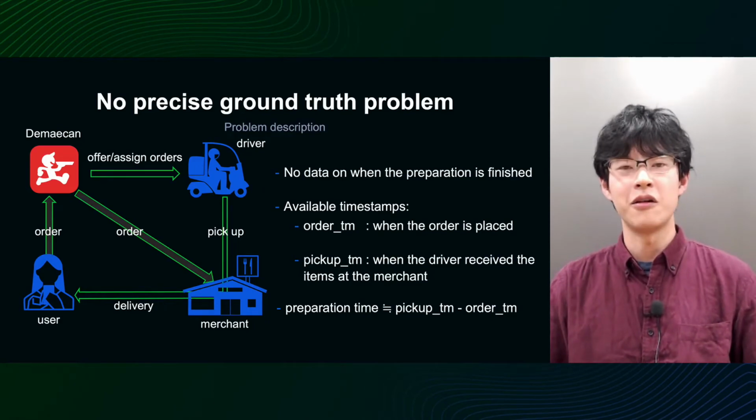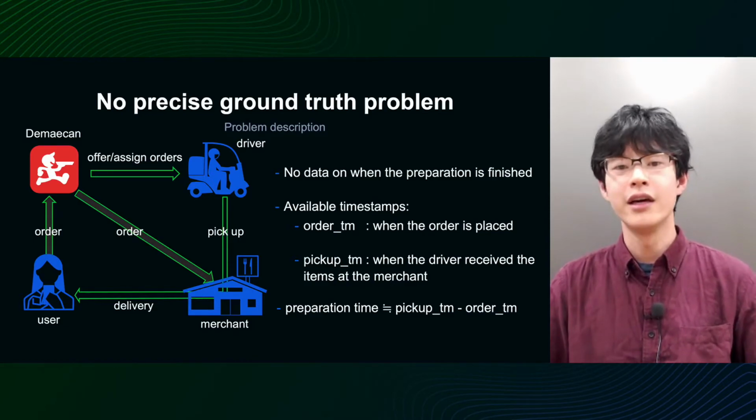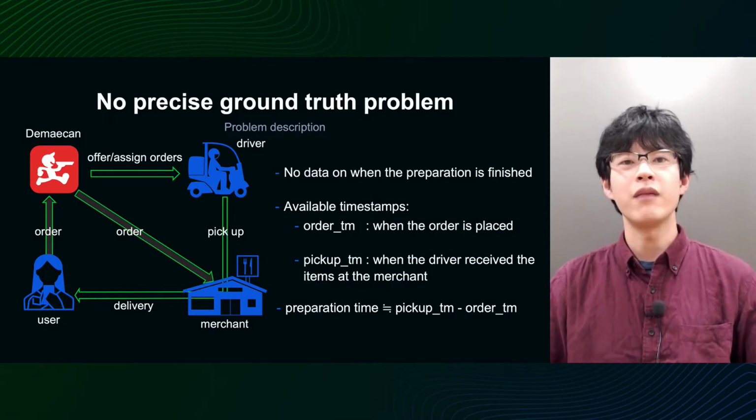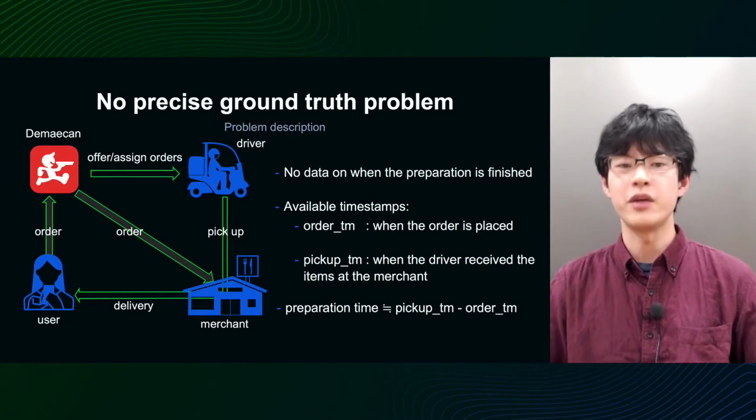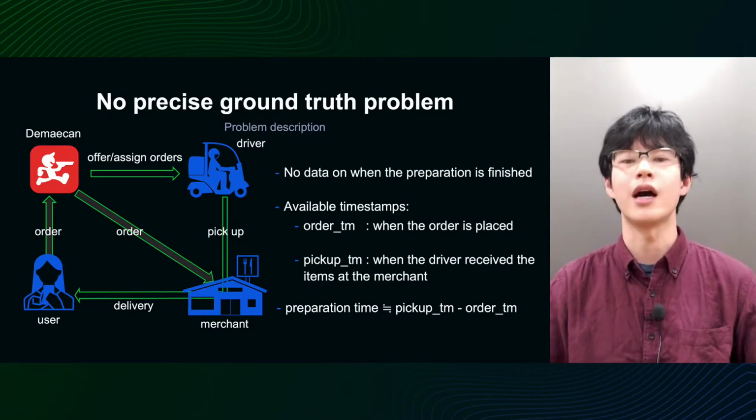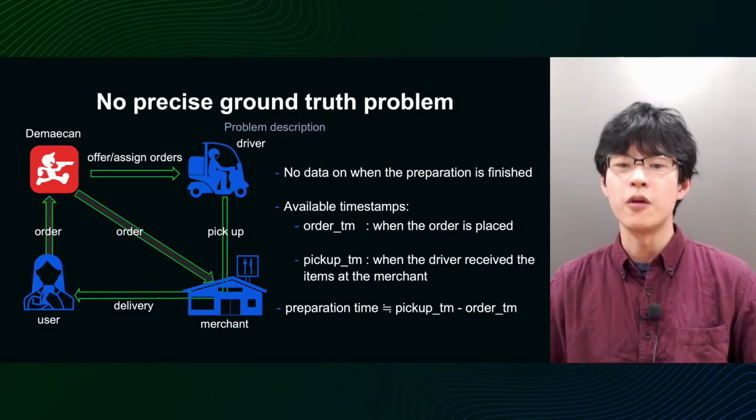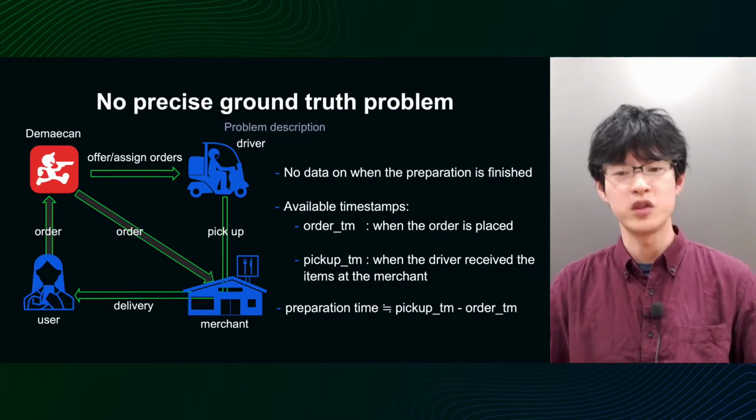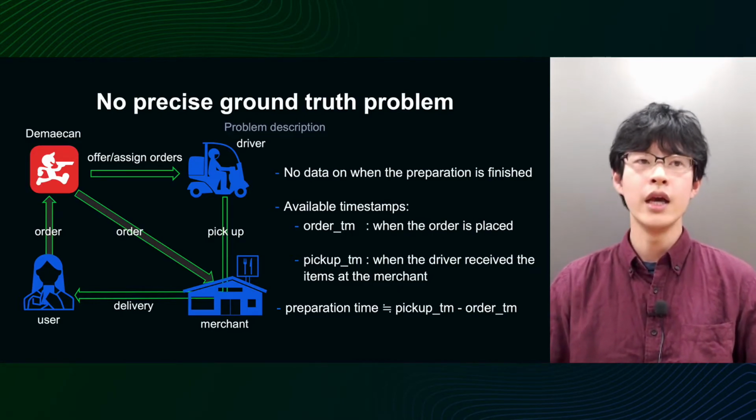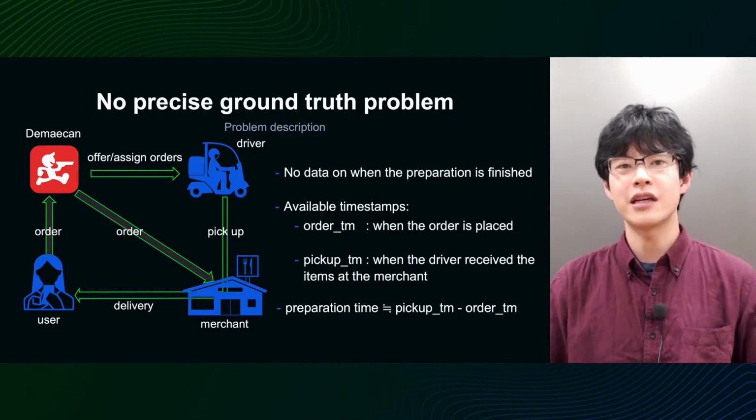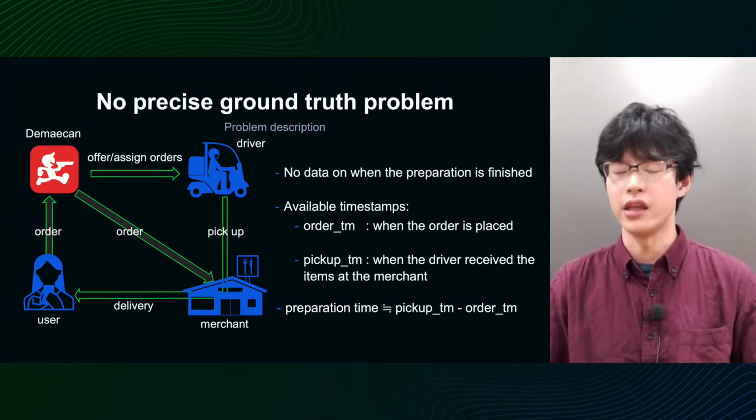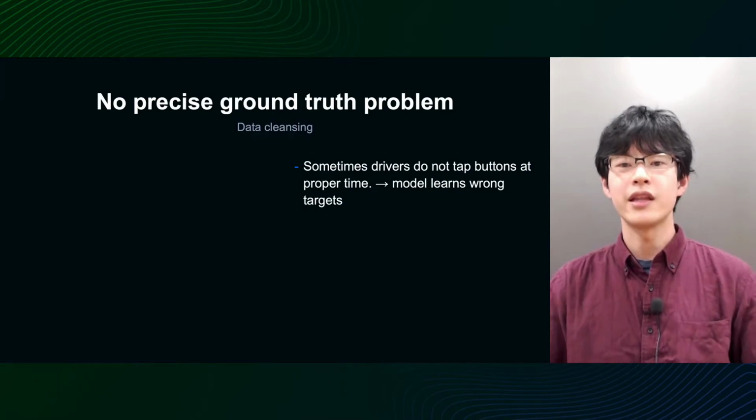One is the order time when the user orders the food, and the other is the pickup time when the driver says he has picked up the food at the restaurant. The difference between these two timestamps is used to approximate the food preparation time. However, there are two major problems with using this method as is. Let's look at them in order.